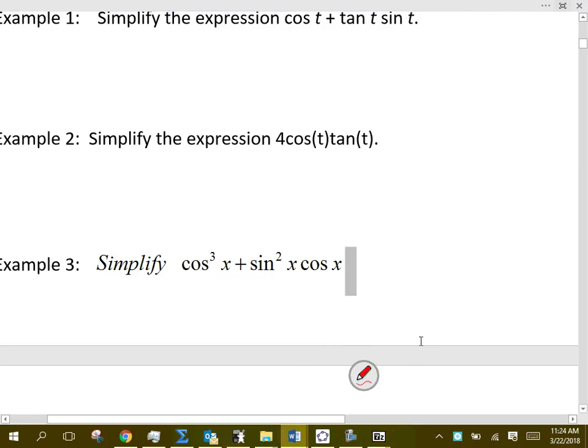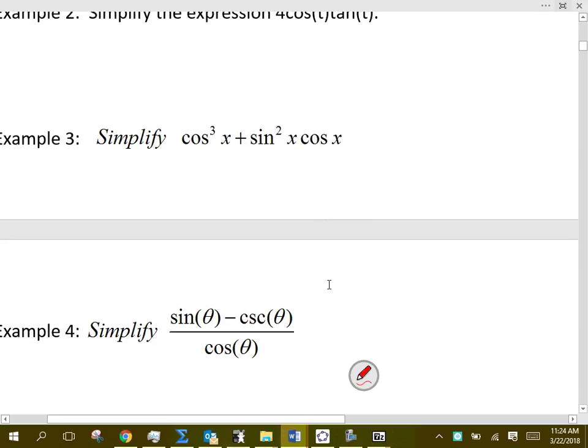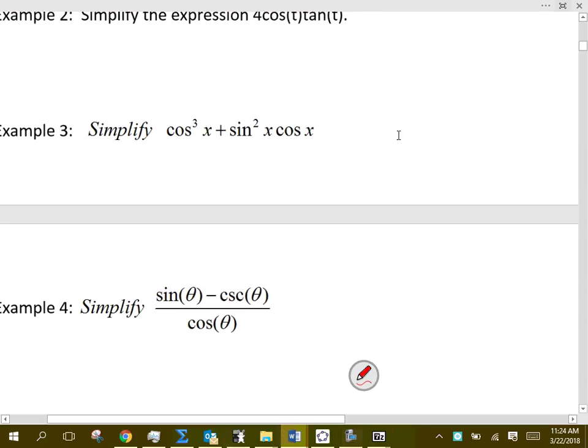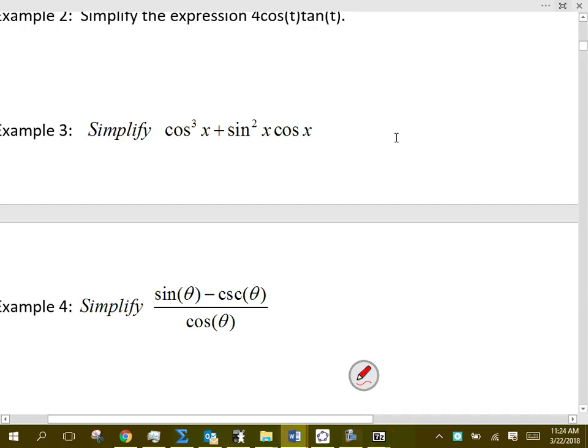Let's come down to this 3rd exam. Give myself a little bit of room here. All right. So cosine cubed x plus sine squared x cosine x. Like I said earlier, a rule of thumb for me is to look at powers. And I see there's powers that are bigger than 1. So now my focus is directed towards the Pythagorean identities: sine squared x plus cosine squared x, 1 plus cotangent squared x equals cosecant squared x, and tan squared x plus 1 equals secant squared x. Those are the ones I'm going to focus on.